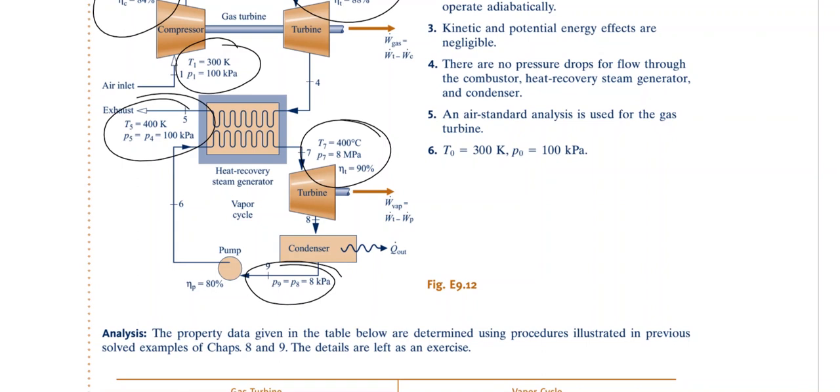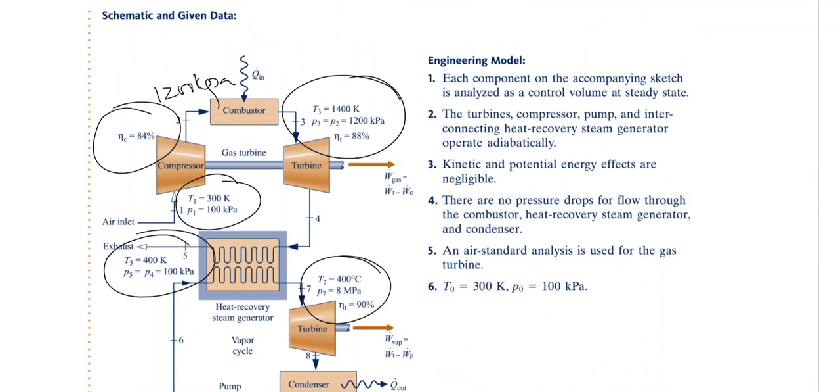So all the control volume conditions are known. Each component should be analyzed as a control volume at a steady state condition. The turbine, compressor, pump, and interconnected heat recovery steam generator operate adiabatically, and kinetic and potential energy effects are negligible, and so on and so forth.